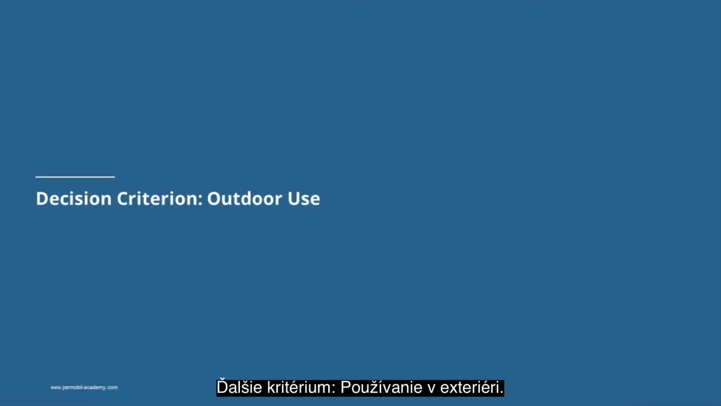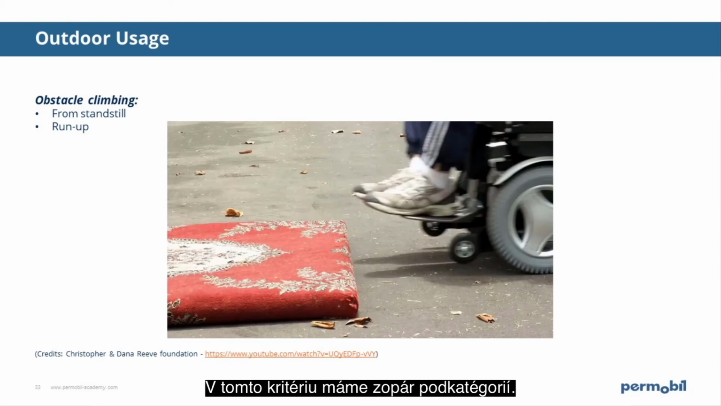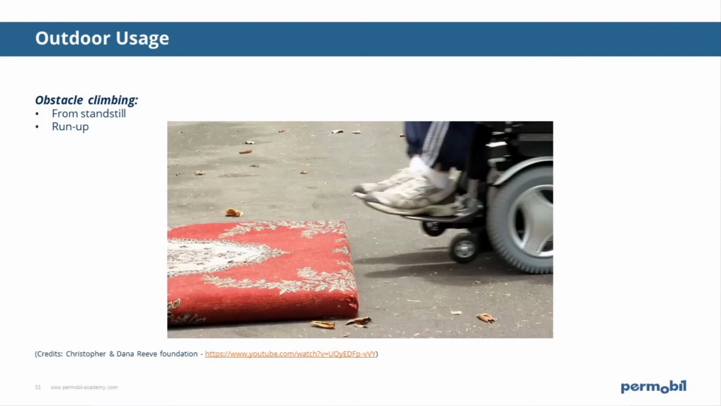The next criterion is outdoor use. Outdoor use is important for a lot of customers, and we have a few subcategories in this criterion. One is obstacle climbing, and obstacle climbing can be done from a standstill. It can also be done from a run-up.